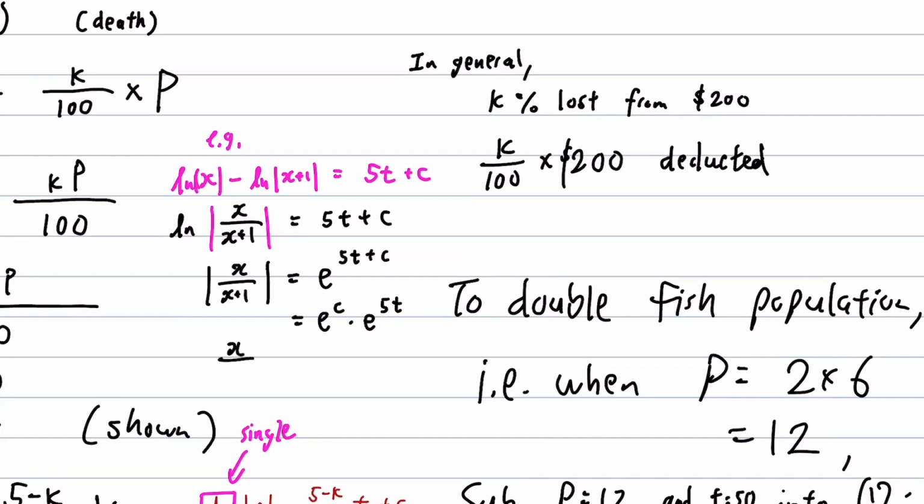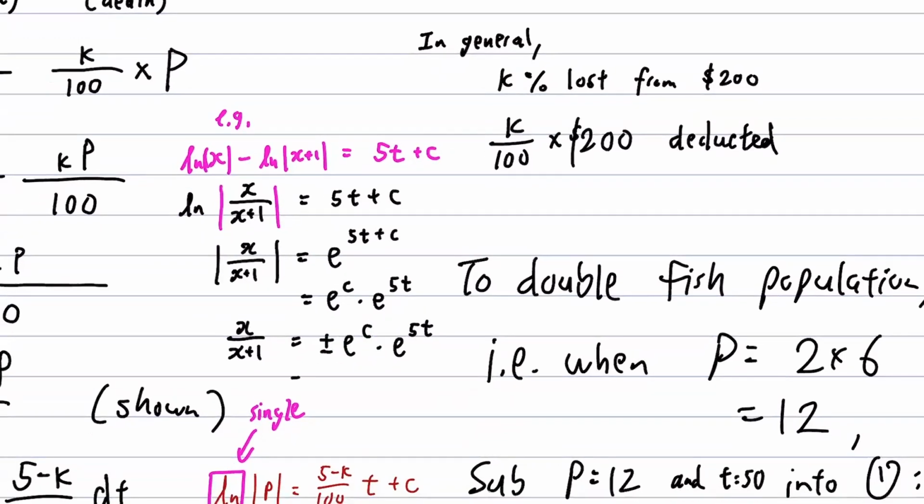Then after that, x over x plus 1. You remove modulus. What do you need to introduce? The plus minus, exactly. So now you will be able to obtain plus minus e power c times e power 5t, which is a constant. This is a constant. What do you replace it with? Letter A. It can be any other letter you like. A times e power 5t.